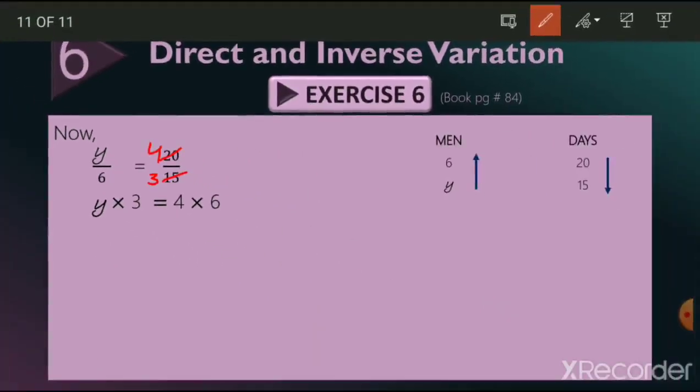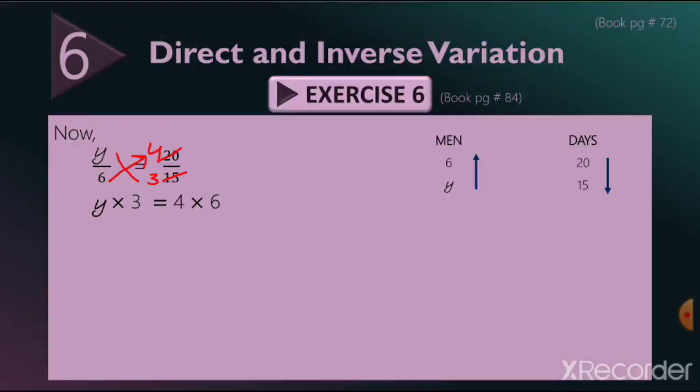Now what we have to do, we have to do the cross product. Okay, so y multiplied by 3 and 6 multiplied by 4, like this. So 3y is equal to 24. Now to remove this 3 from here, we have to divide on the other side. So 24 divided by 3 is equal to 8.